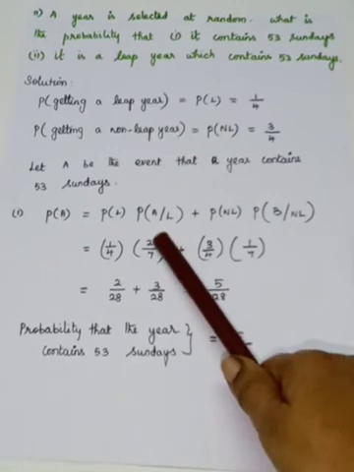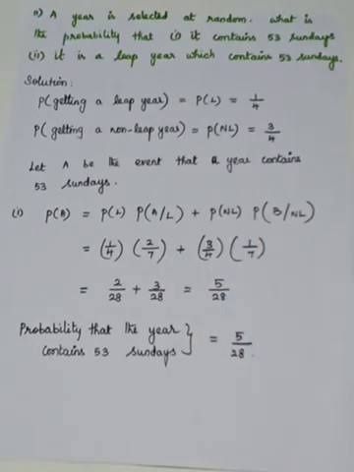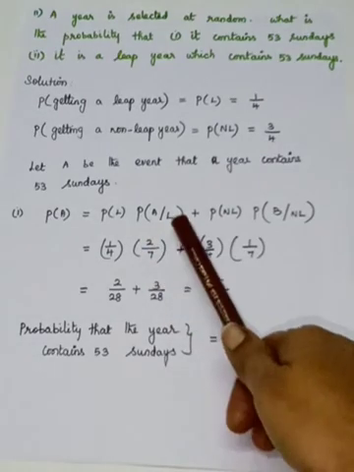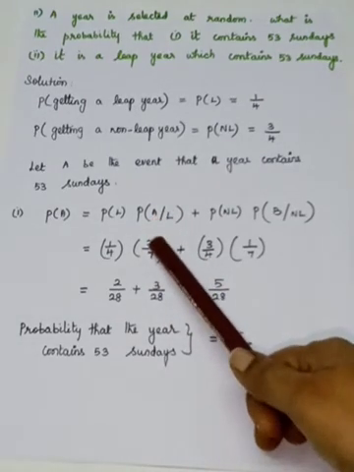P of A by L: already in the first exercise we have studied. If it is a leap year, it has 366 days. When divided by 7, you will have 52 weeks and 2 days. In those 2 days, what are the possibilities? It may be Sunday Monday, Monday Tuesday, Tuesday Wednesday, Wednesday Thursday, Thursday Friday, Friday Saturday, or Saturday Sunday. So there are 2 favourable possibilities out of 7: Sunday Monday, or Saturday Sunday. Therefore the probability that the leap year has 53 Sundays is 2 by 7.